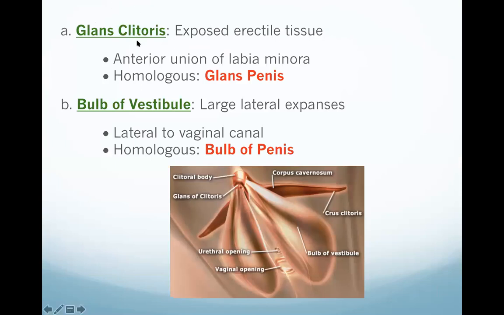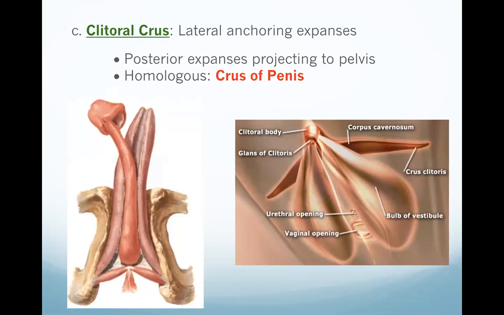All right, so the glans clitoris is the exposed erectile tissue, just like the glans penis is in males. It's going to be covered with foreskin, which we refer to as the prepuce, and it's going to sit in the anterior labial fold. The bulb of the vestibule is homologous to the bulb of the penis, and it's going to be just on either side of the vaginal canal and the urethra.